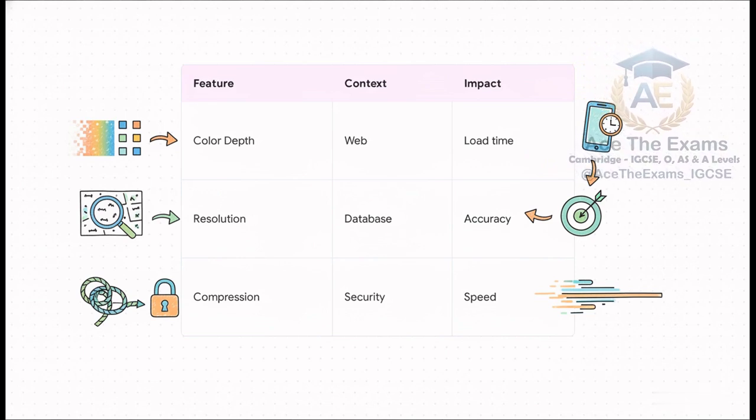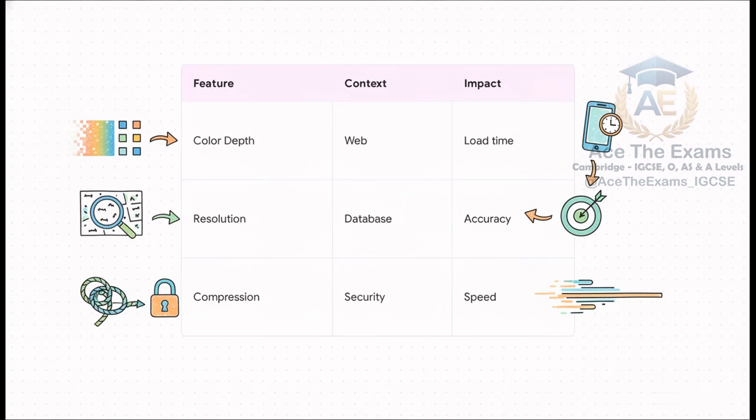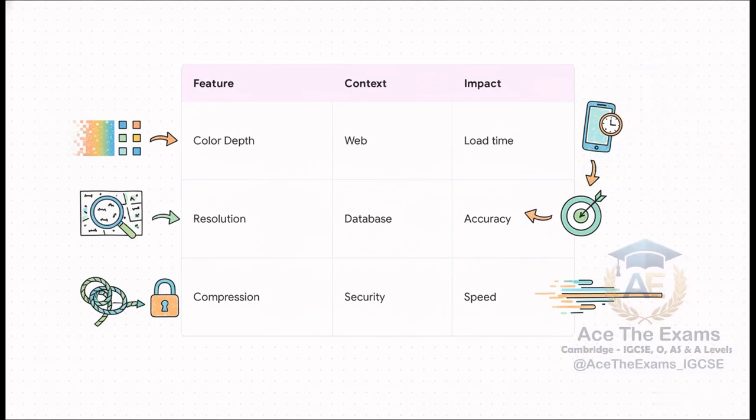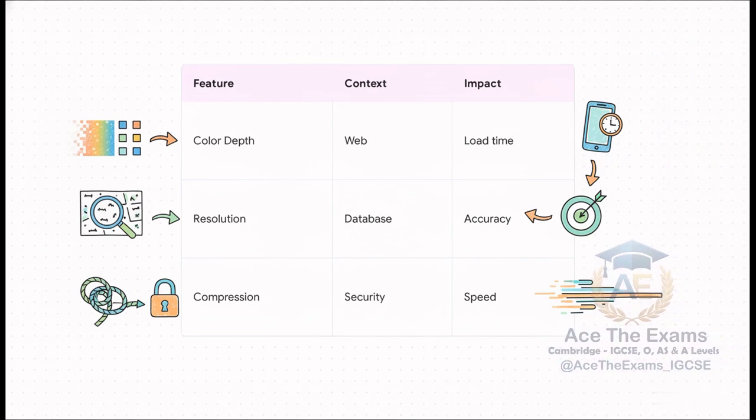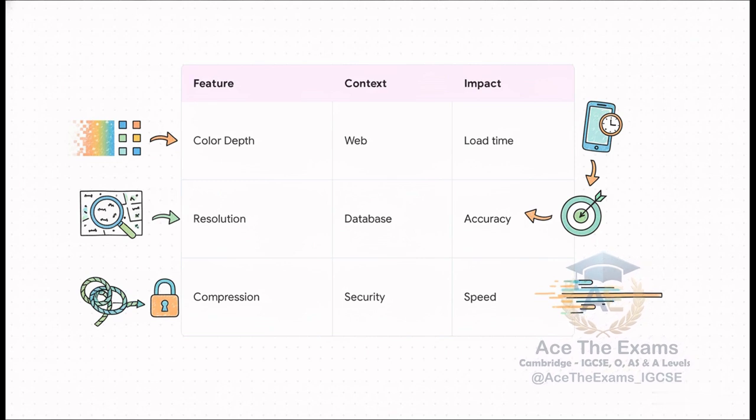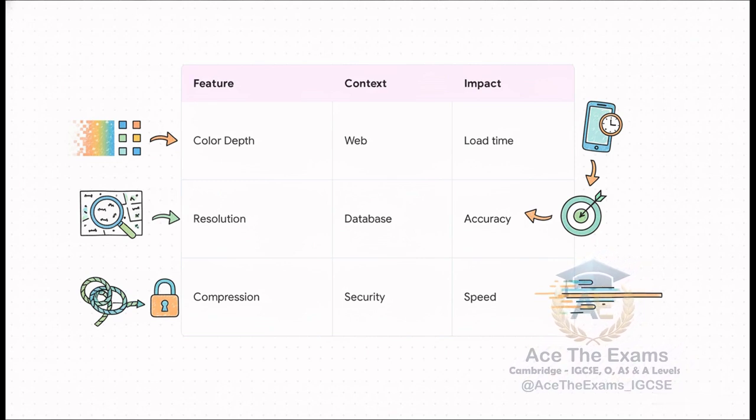Seriously, don't just passively read the boxes on the screen. Actively look for the relationship. How does a massive increase in color depth directly, measurably impact the load time of an e-commerce website over a standard, potentially slow mobile network? And how does that technical change fundamentally alter the end user's experience?